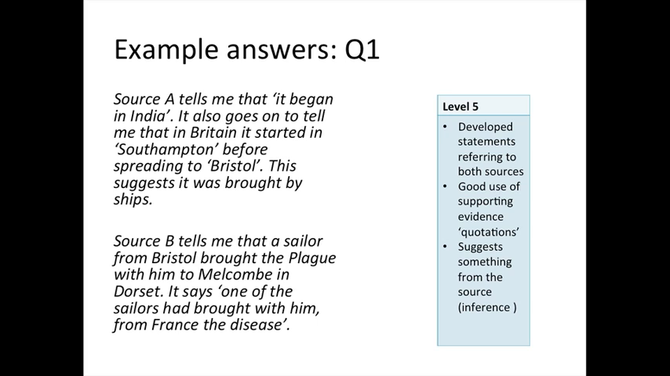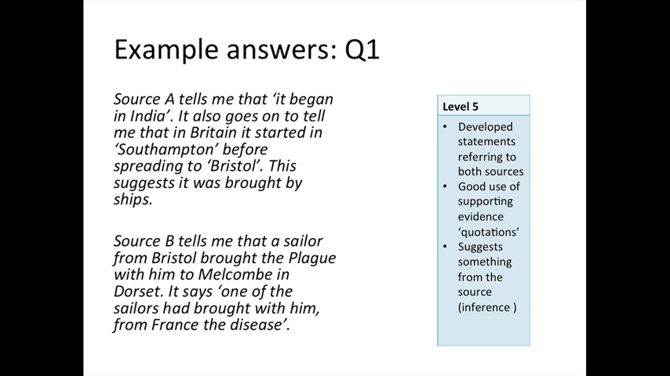An example answer. Question 1. Source A tells me that it began in India. It also goes on to tell me that in Britain it started in Southampton before spreading to Bristol. This suggests it was brought by ships. Source B tells me that a sailor from Bristol brought the plague with him to Melcombe in Dorset. It says one of the sailors had brought with him from France the disease.